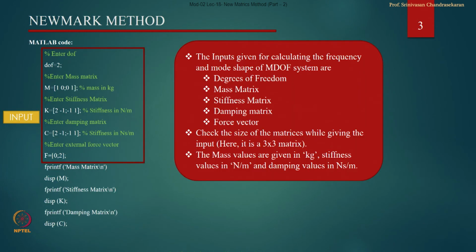So, now let us enter the degree of freedom, which is 2. The mass matrix is entered and the stiffness matrix is entered and the damping matrix of course computed and entered in this example, and the force vector is entered. Then let us verify this by printing the mass matrix, the stiffness matrix and the damping matrix. So, we need to give the inputs as degrees of freedom, mass matrix, stiffness, damping and force, what we did here.